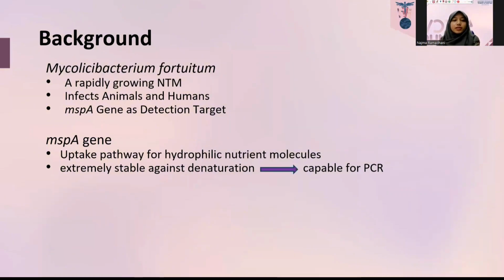Mycolophobacterium fortuitum is a rapidly growing mycobacteria. The MSPA gene is a specific gene that encodes a nanopore protein for Mycolophobacterium fortuitum. This protein plays a role in the uptake pathway for hydrophilic nutrient molecules. MSPA is extremely stable against denaturation and capable for PCR. This study aims to develop primers and protein modeling for the MSPA gene in Mycolophobacterium fortuitum.